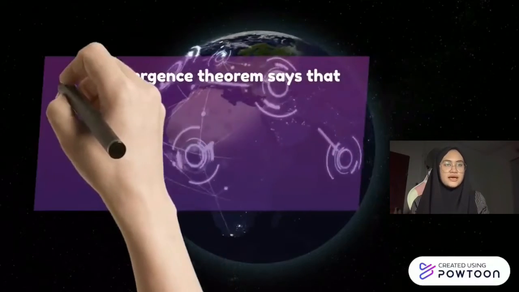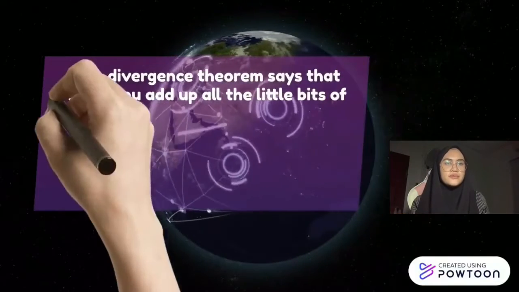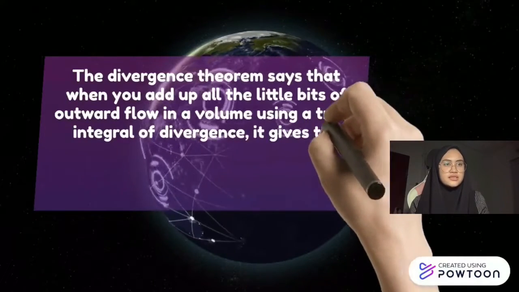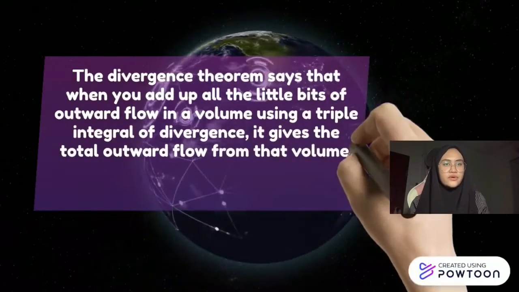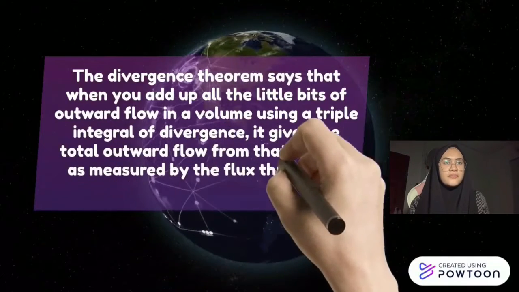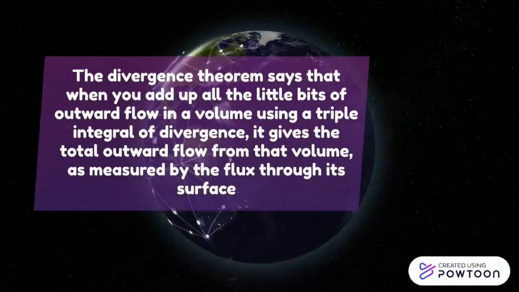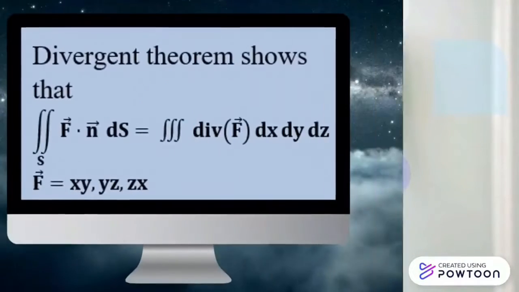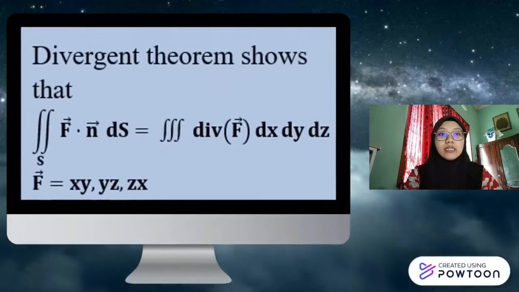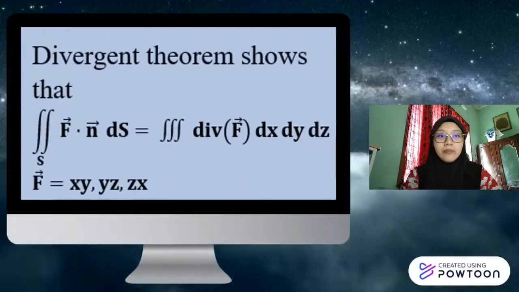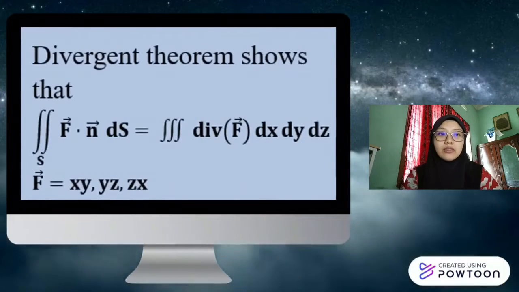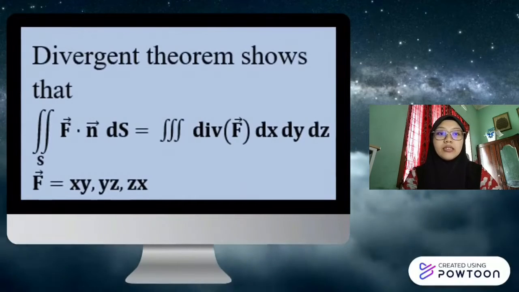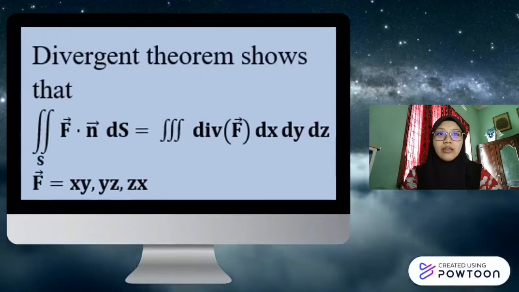The divergence theorem says that when you add up all the little bits of outward flow in a volume using a triple integral of divergence, it gives the total outward flow from the volume as measured by the flux through its surface. So, for calculation, the divergence theorem shows that the double integral of surface vector F dot vector n dS is equal to triple integral divergence F dx dy dz.